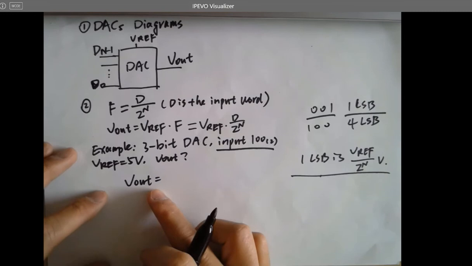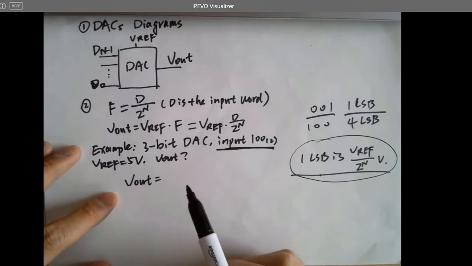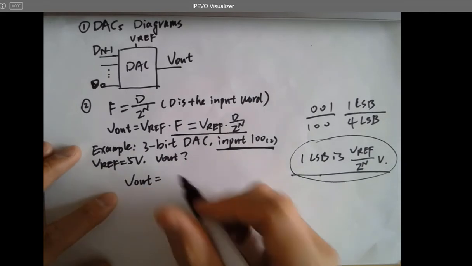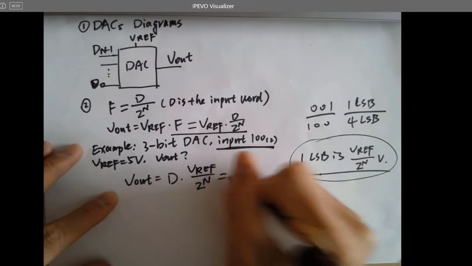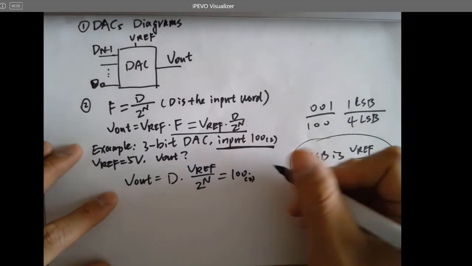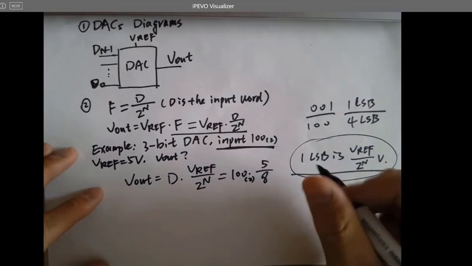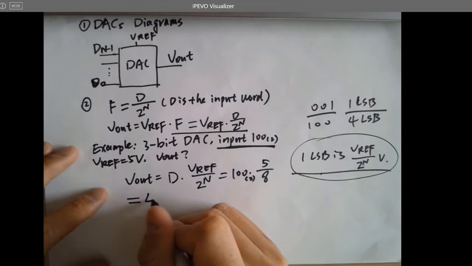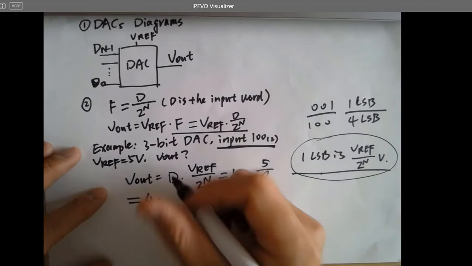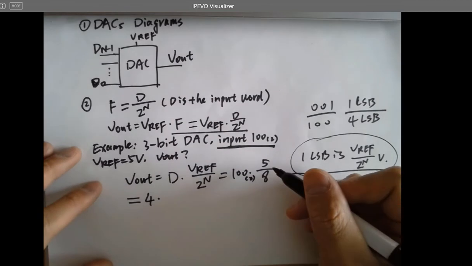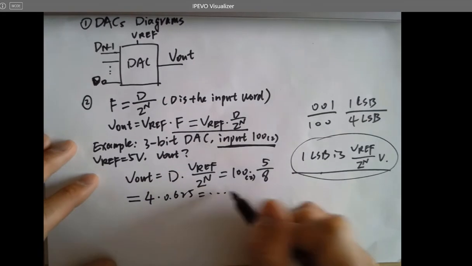So Vout equals, here's 1 LSB and you have 4. So using this equation, this is actually D times VREF over 2 to the nth, which is 100 in the binary form, times 5 over 8, which is 4 times, what is this? 0.625. Yeah, whatever it is.